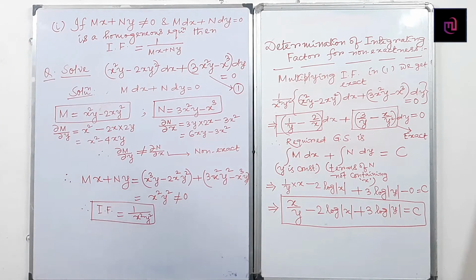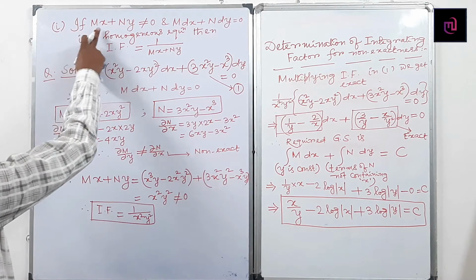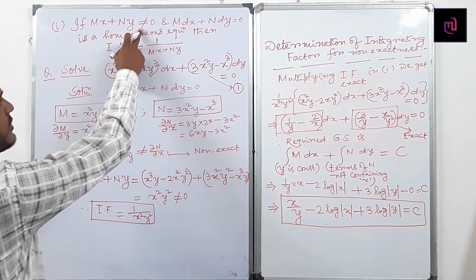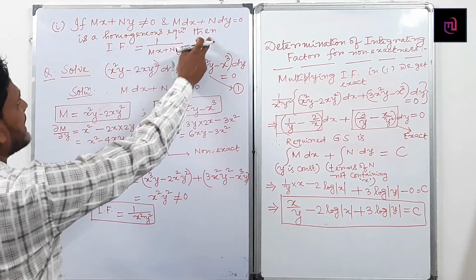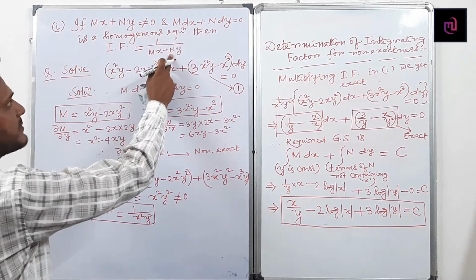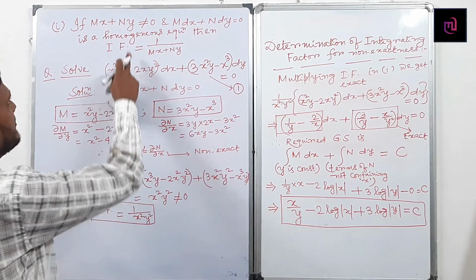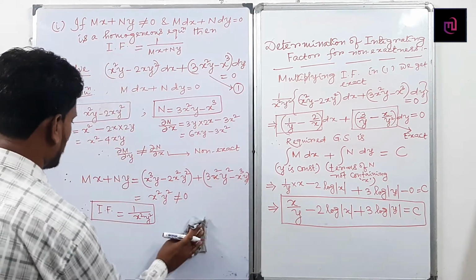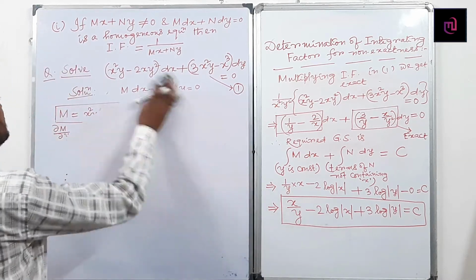Then I will discuss the second case. And this is the first case: if mx plus ny not equals to 0 and m dx plus n dy equals to 0 is a homogeneous equation, then the integrating factor becomes this part. In the problem I took, I used this case. Now I will discuss the next case.